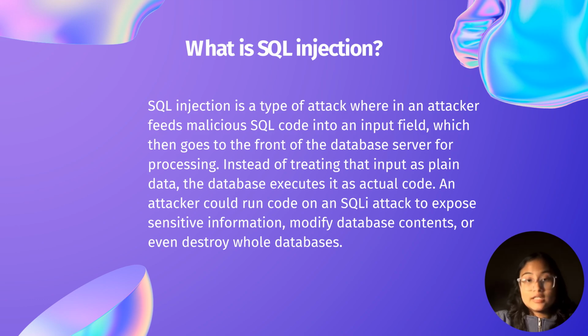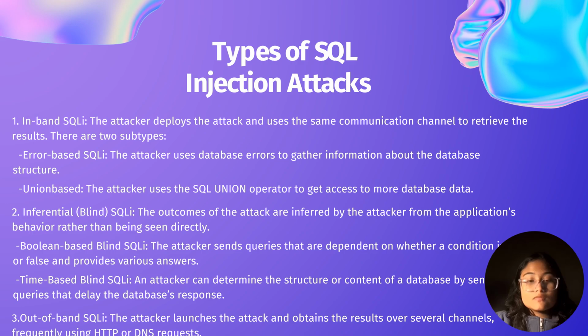that relies on a database. Now, let's take a look at the three main types of SQL injection attacks. In first position, there is in-band SQLi, which contains error-based SQLi and union-based SQLi. In second position, there is inferential SQLi or blind SQLi, which contains Boolean-based SQLi and time-based SQLi. In the third position, there is out-of-band SQLi.